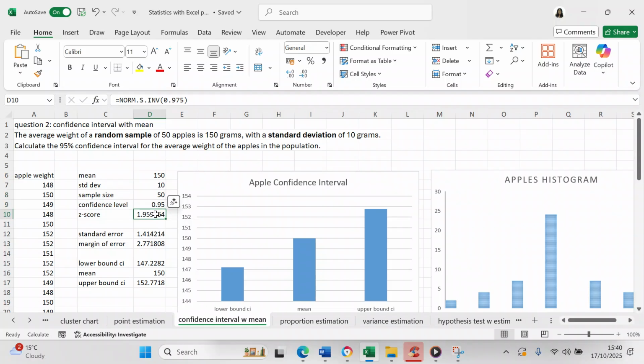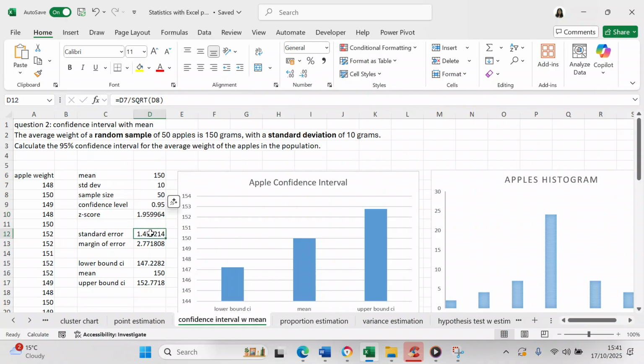Your z-score is NORM.S.INV, so NORM.S means it's standard normal, and INV, a bracket, 0.975. The reason it says 0.975 is because two tails is 95%, and one tail of that is 0.975. And 0.025 is going to be half of 5%.